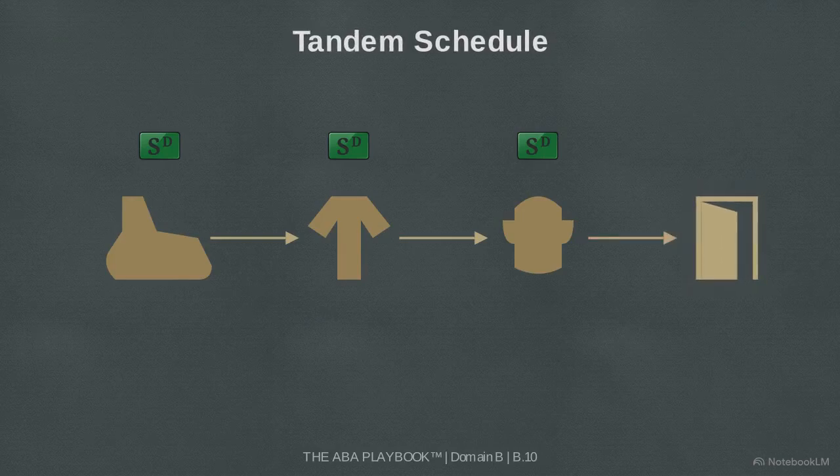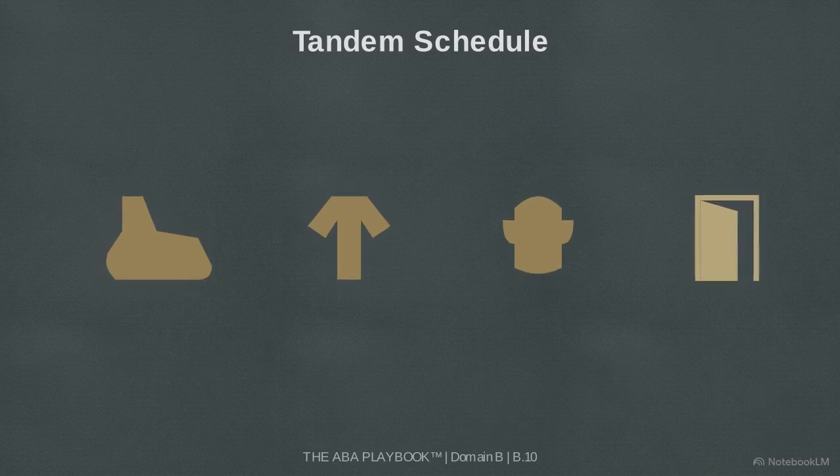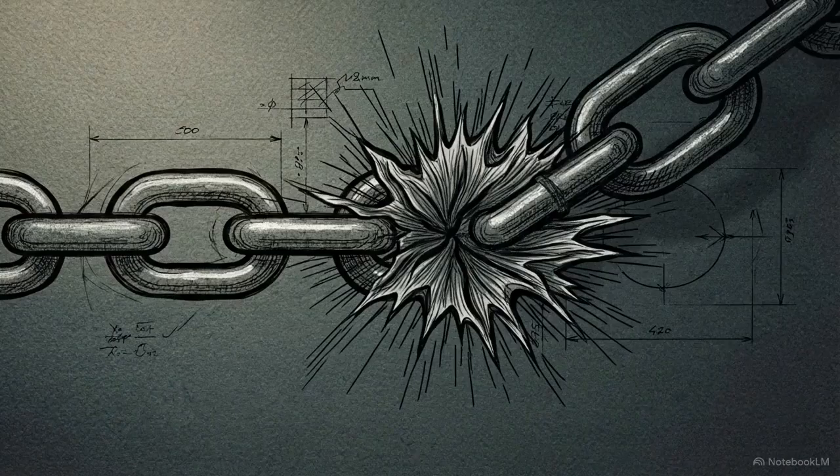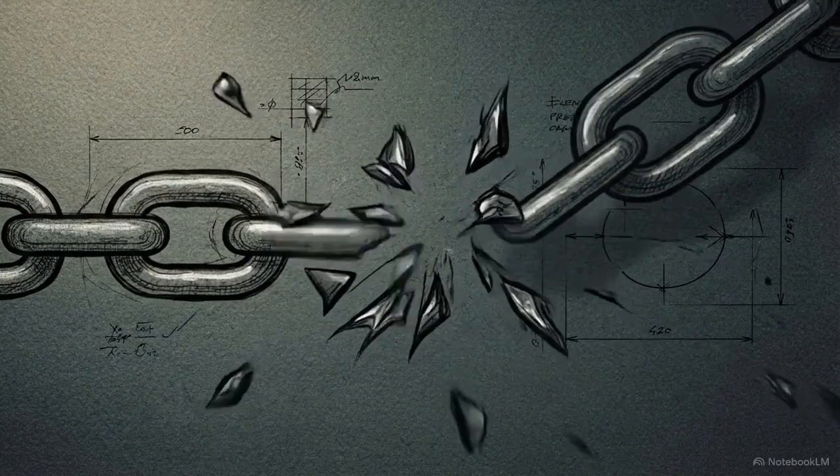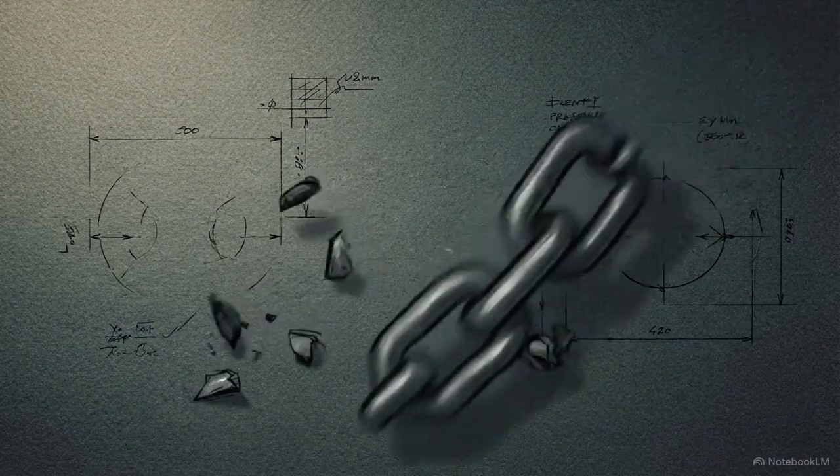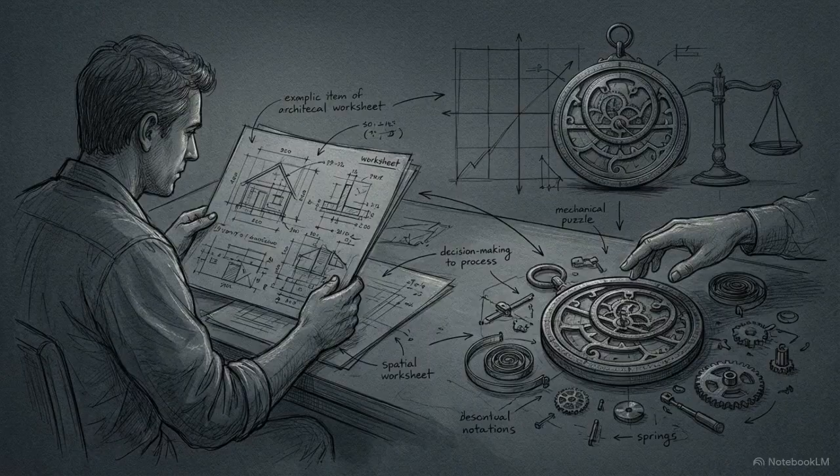A tandem schedule follows the same sequence, but removes the SDs between each step, leaving the individual to complete the chain without external cues. Disruption to a single link in a chain schedule can halt the sequence, as subsequent stimulus control is lost. The final architectural arrangement is the concurrent schedule.